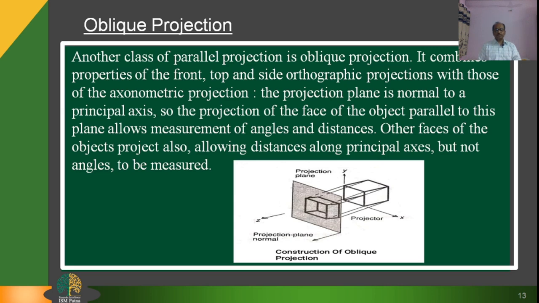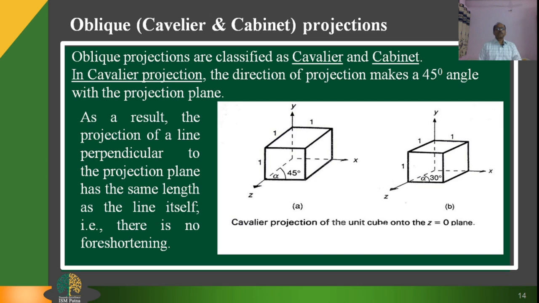In the figure, it is clearly shown the construction of an oblique projection in which the projection plane normal and the direction of projection are not the same. You are observing that it has been slightly slanted. Oblique projections are further classified as cavalier and cabinet.